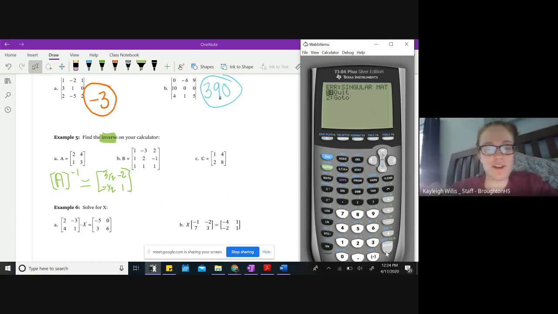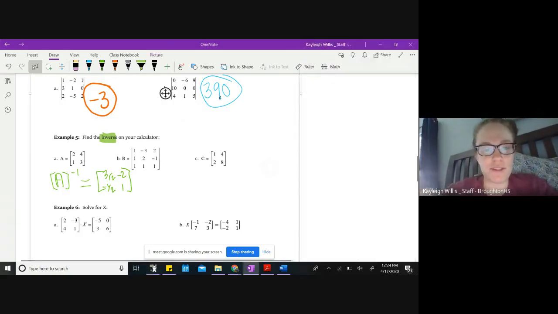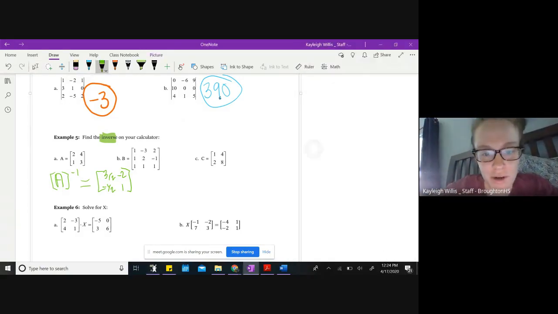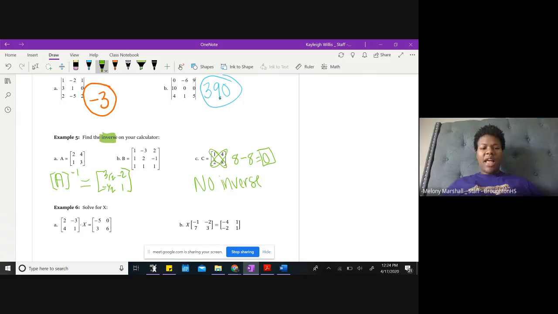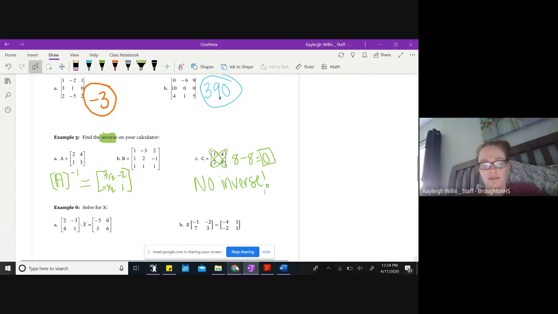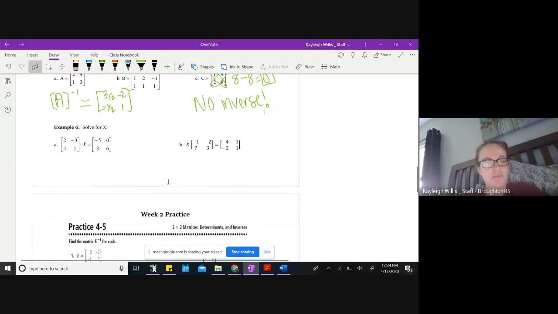So when Miss Marshall was going over it, you can check this too, let's see if I didn't make a mistake. I'm going to see if my determinant is 0, because if it's 0, then I don't have an inverse. So 8 minus 8 equals 0. So there is no inverse here. Could I have just done the determinant in the calculator and not done 8 minus 8? Yeah, you could have.